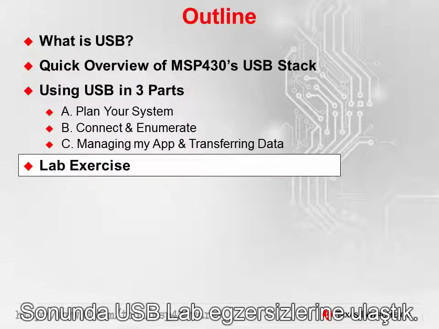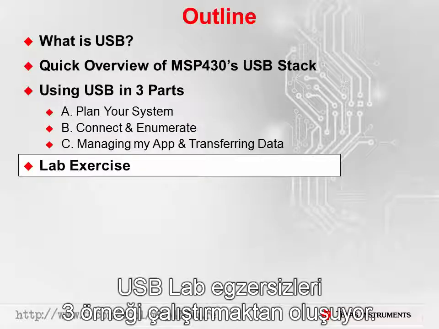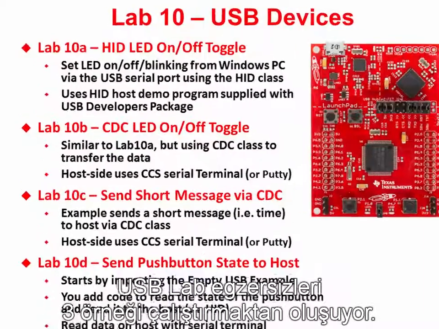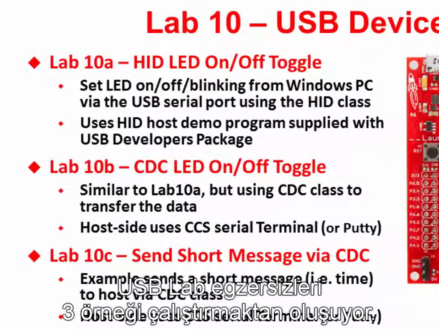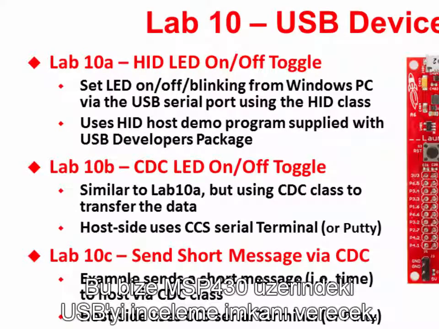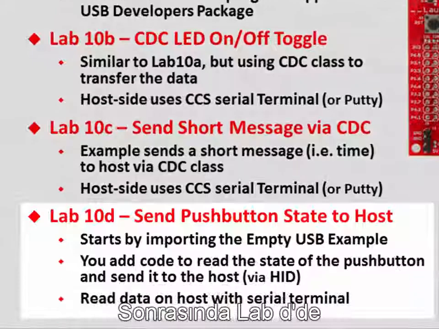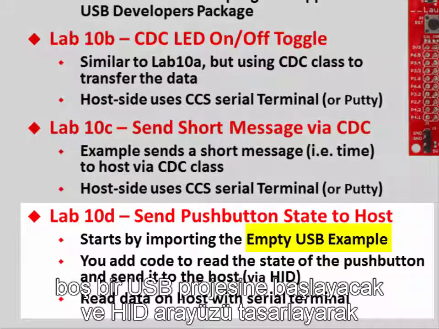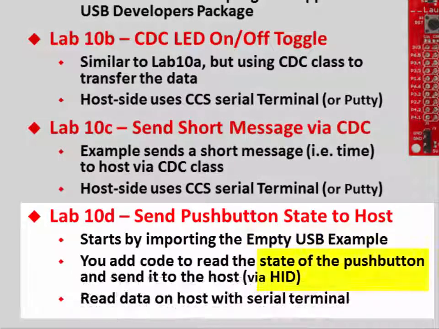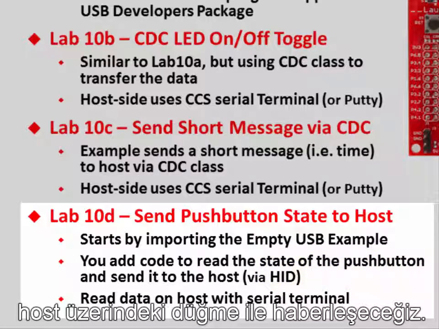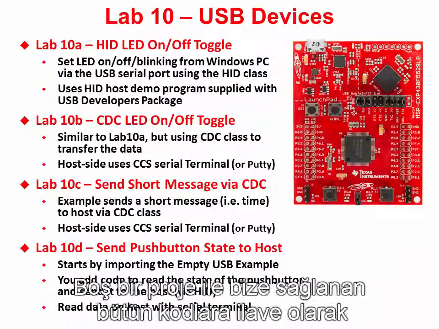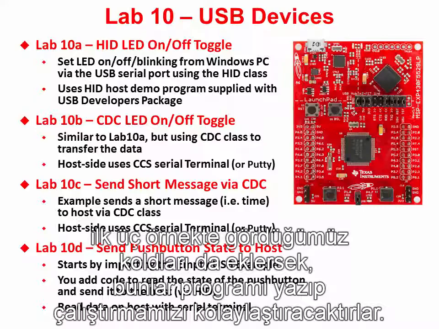And we finally reached the USB lab exercises. The USB lab exercises consist of running 3 examples. These give us a little experience with USB on the MSP430, as well as some familiarity with the tools provided by TI. Then, Lab D asks us to start with the empty USB project and build an HID interface that communicates the push button state to the host. Between all the code provided for us in the empty project, as well as all the code we're reviewing through the first 3 examples, it should be pretty easy to get our program up and running.